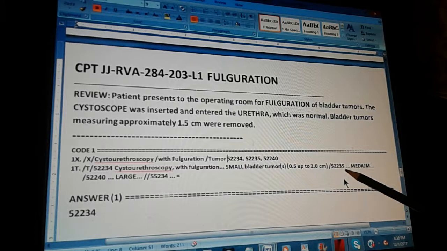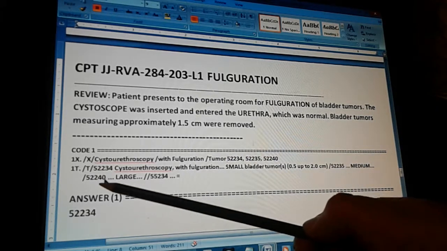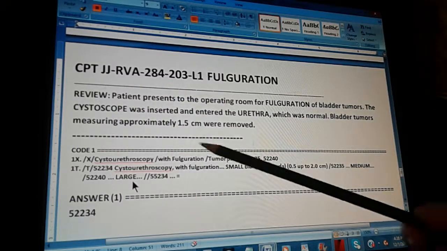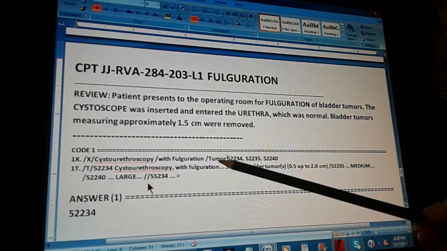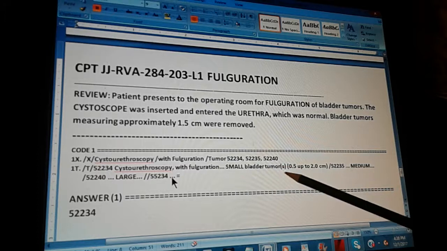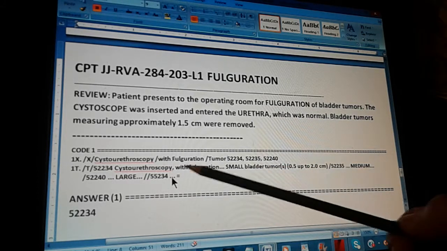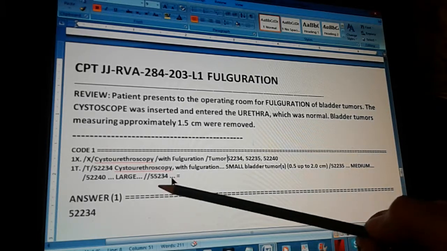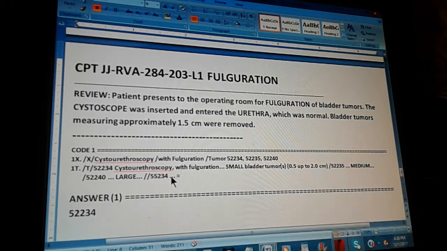Well, what is the 52235? That is a medium, which means the tumors are a little bigger than 2.0 centimeters. And the next one is for large, which are even bigger. So you have to go back to the first one, which is for small tumors, because our tumor is 1.5 centimeters. That's why we have an equal sign there. It means that this one is the code. This one is the answer. So the answer is 52234.